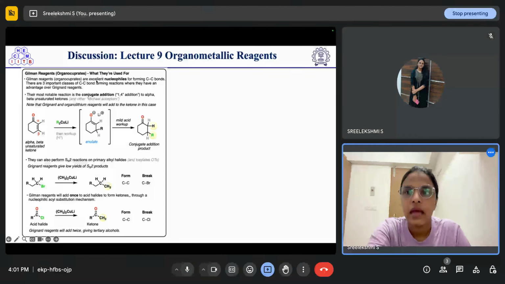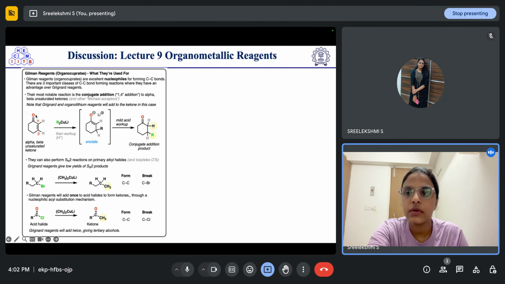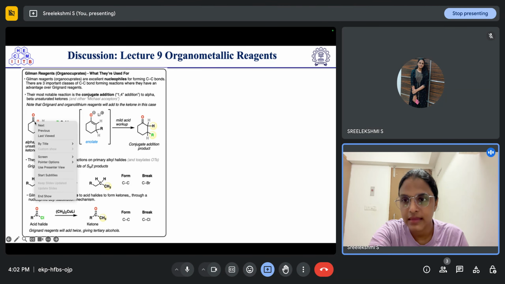There we can also say that if there is an alpha beta unsaturated carbonyl compound, this carbonyl carbon center we can call a hard center, and this beta position to the carbonyl group we can call a soft center. So if we are using Grignard reagent or organolithium reagent, they are hard nucleophiles and they will prefer the hard carbonyl center. But on the other hand, if we are using this Gilman reagent, it is a soft nucleophile and it will be attacking at this center over this center.